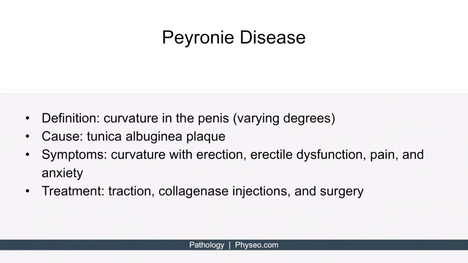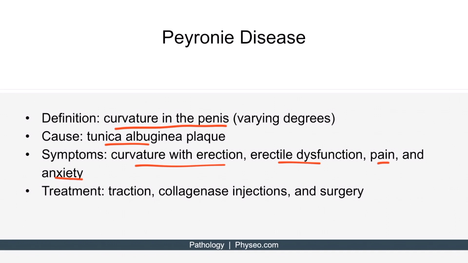Peyronie disease means an abnormal curvature of the penis. The curvature can be very small or very large and can curve in any direction. It's caused by plaque formation in the tunica albuginea. The most common way a plaque forms is by trauma, such as during sex. Some patients' only symptom may be curvature with erection. However, others may have erectile dysfunction, pain with erections, and anxiety and stress about the deformity.